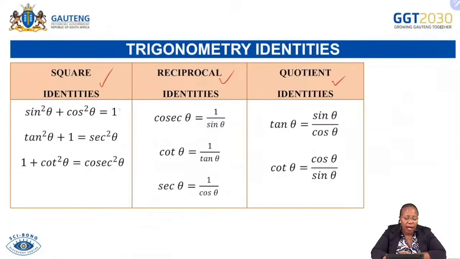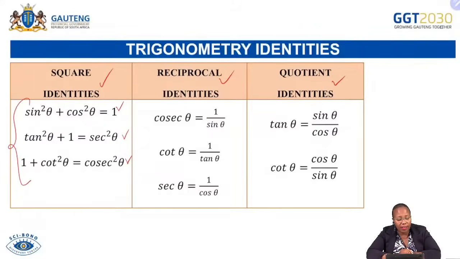And then trigonometric identities, we have the square identity, reciprocal identities, and the quotient identities. I've already talked to this on the formula sheet. You have all these 3. Of which sine squared plus cos squared equal to 1. Remember, you can play around with them. Tan squared plus 1 is sec squared. 1 plus cot squared theta is equal to cosec squared theta.